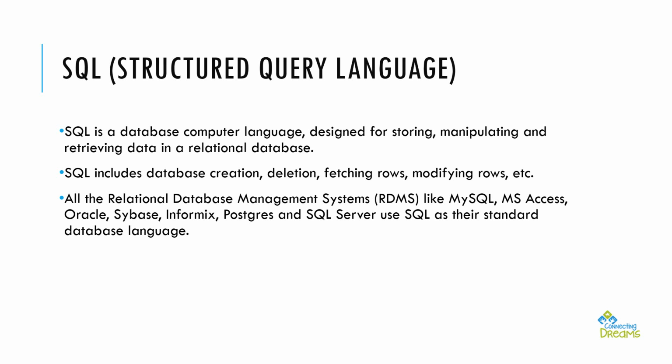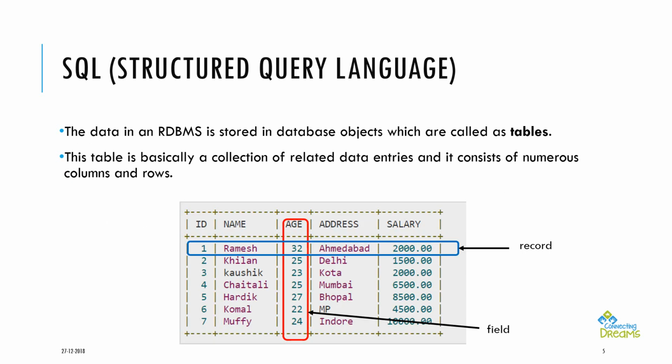All the relational database management systems like MySQL, MS Access, Oracle, Sybase, Informix, Postgres, and SQL Server use SQL as their standard database language. The data in the RDBMS is stored in database objects which are called tables. This table is basically a collection of related data entries, and it consists of numerous columns and rows. Each of those rows can also be called records, and every column of the table is termed a field.